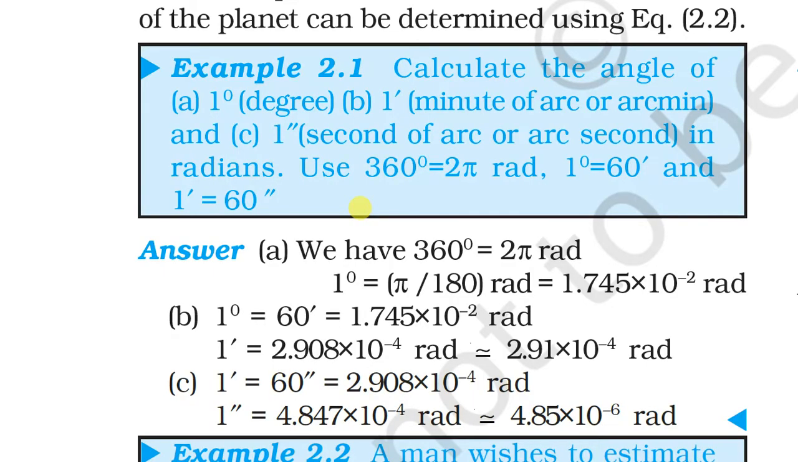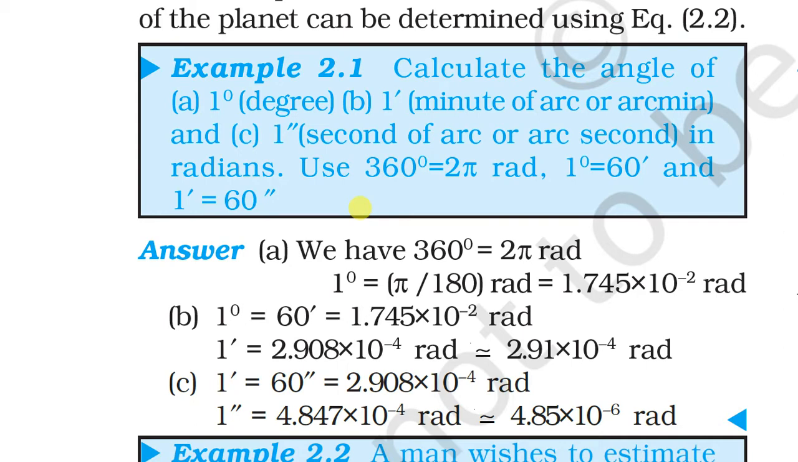In this lecture we will discuss Example 2.1. Calculate the angle of (a) 1 degree, (b) 1 minute of arc or arc minute, and (c) 1 second of arc or arc second in radians. We need to determine how many radians each of these values will be.